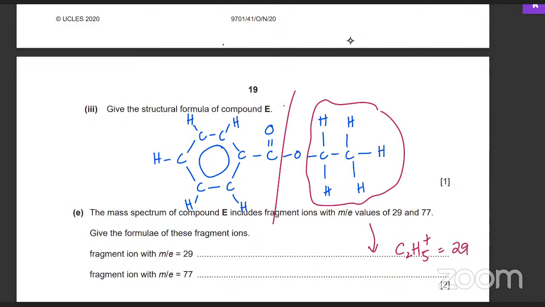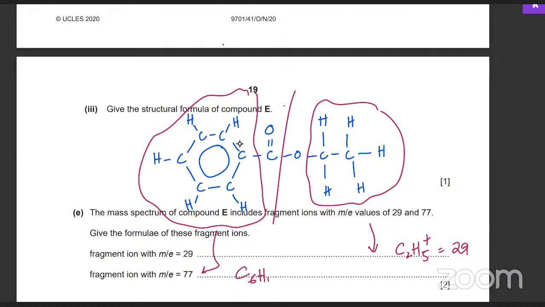What is 77 then? The benzene ring with the carboxylic acid group. I mean, what's C6H5? Sorry, C6 is 72, and 5 H's. No, it's just this part. That's going to be equal to 77. I think that's 12 times 6. That's 72, 73, 74, 75, 76, 77. So this thing over here. So it's C6H5, and don't forget to write a positive charge on top of it. Is that clear?